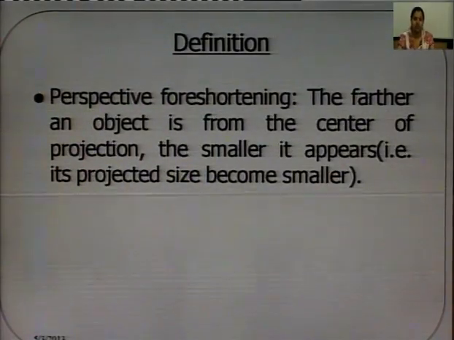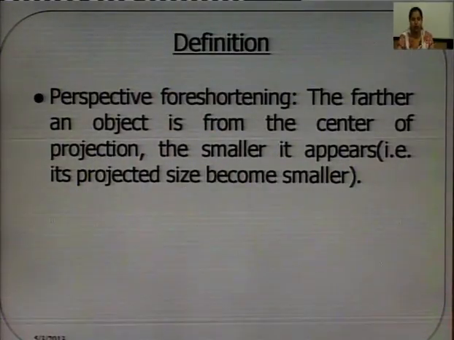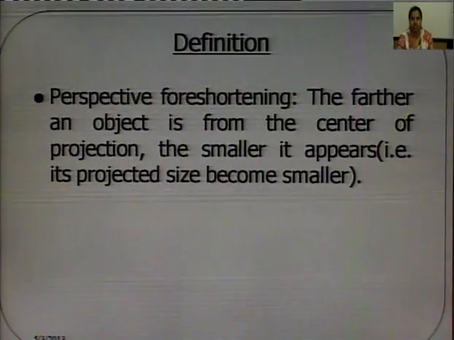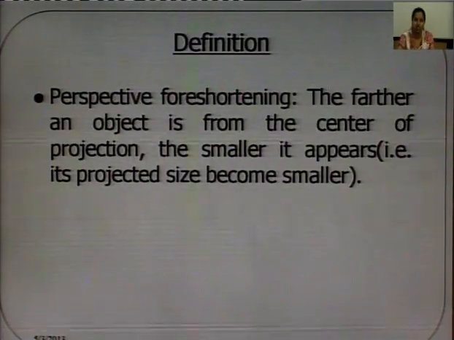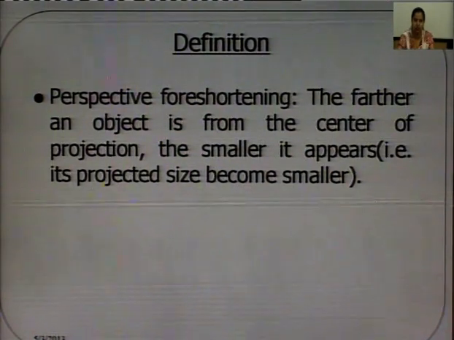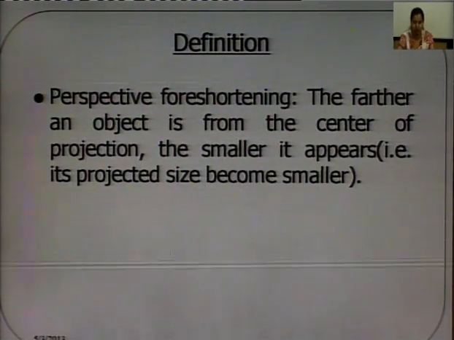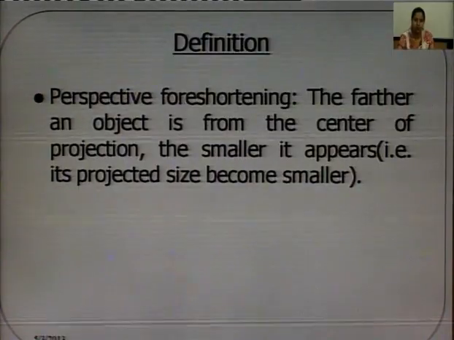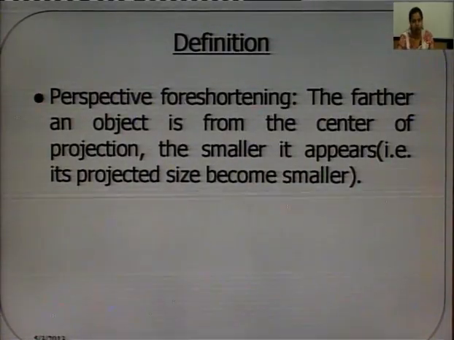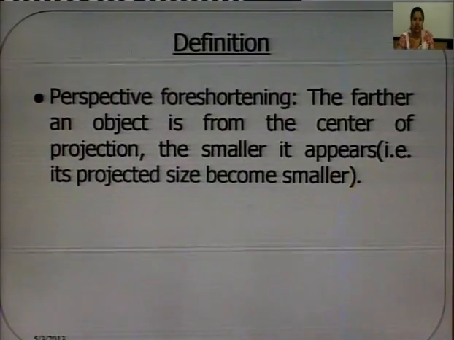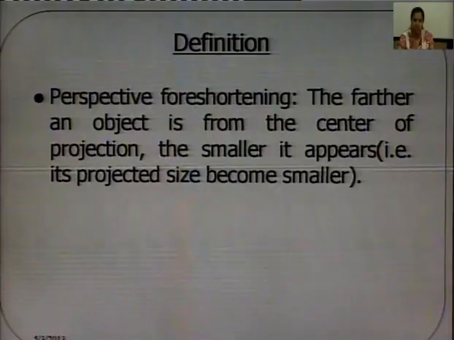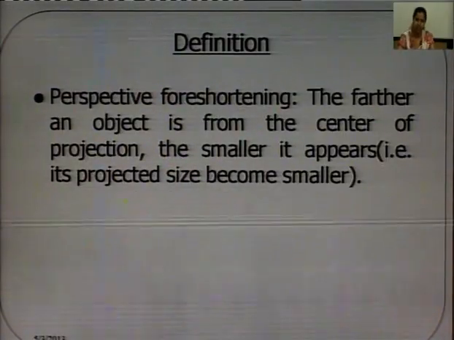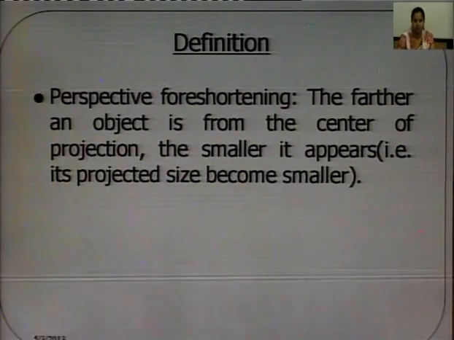Then comes perspective foreshortening. It is also one of the anomalies of perspective projection, in which the farther an object is from the center of projection, that is COP, the smaller it appears. That is, its projected size becomes smaller.